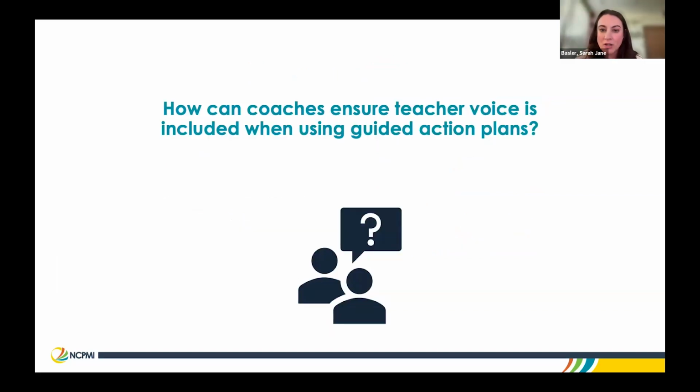All right, so I'm going to move us along so that we can talk about some other things here. Thank you. And this is actually perfect because we had a question about this in chat. Just a concern because, for years we've been talking about this as a shared goals and action planning process. We very much want to emphasize teacher voice in the process. So I think our brains are a little like, wait, this is all typed out and everything. So how can we ensure that coaches are still making sure teacher voice is included when using guided action plans?